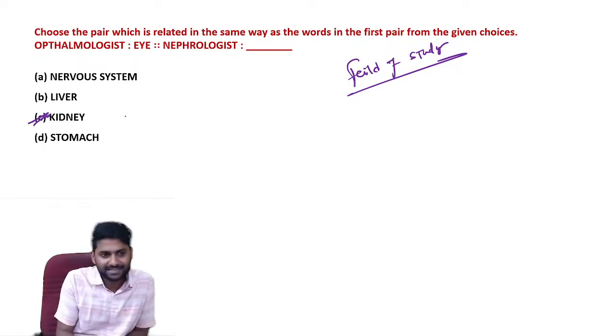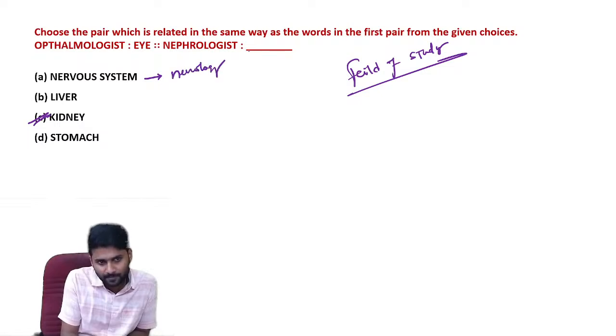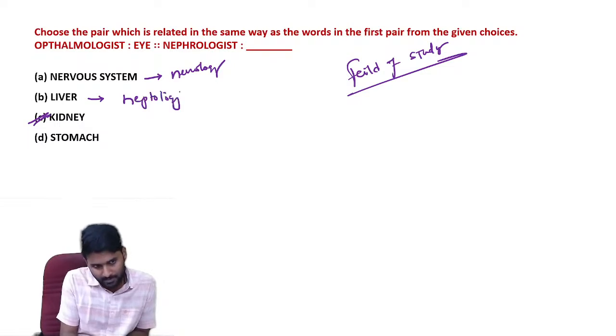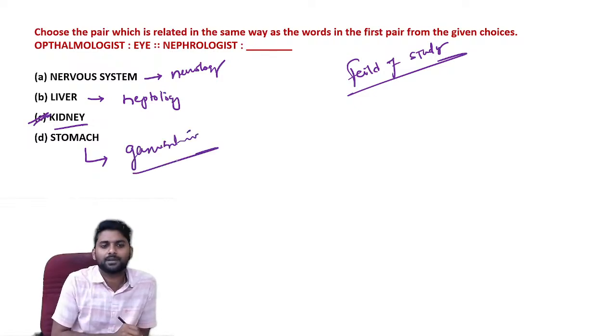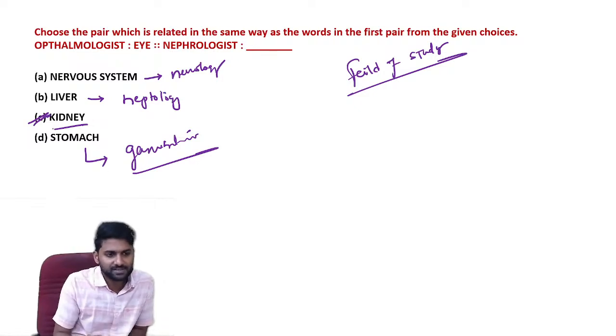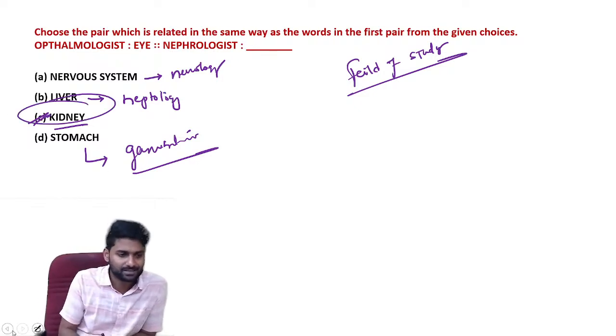If the study of the nervous system is neurology, the study of the liver is hepatology. Next one, kidney is all about nephrologist, and stomach is all about the gastrologist. So this is all about the field of study. So directly you can choose your option: kidney.